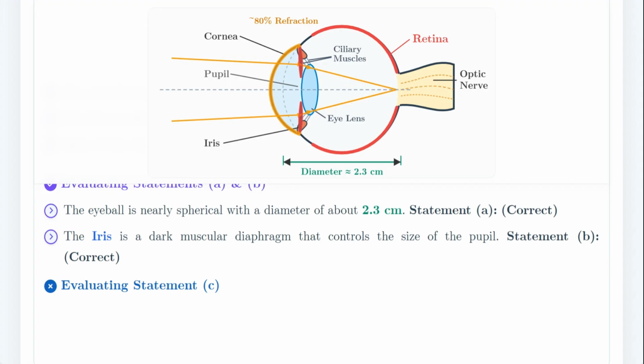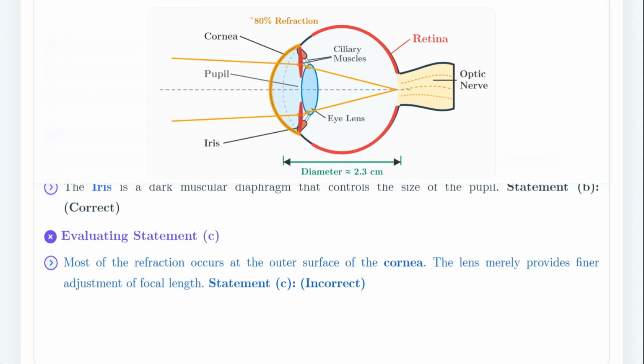Next, let's look at statement C regarding refraction. Most of the refraction occurs at the outer surface of the cornea. The crystalline lens merely provides fine adjustments. So, statement C is incorrect.